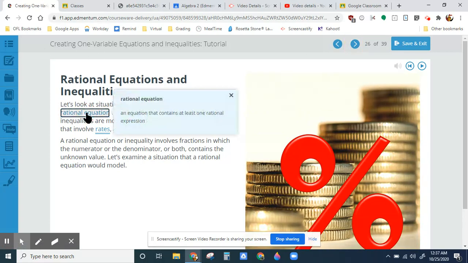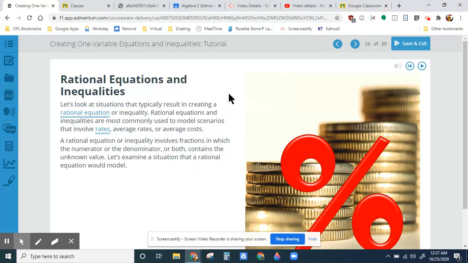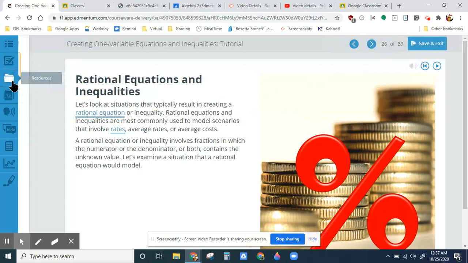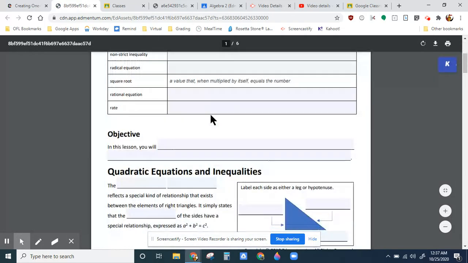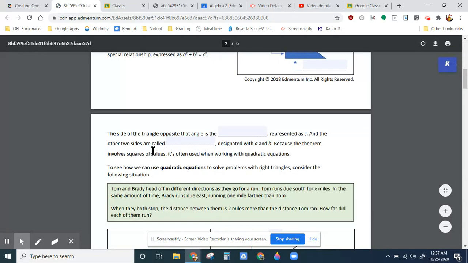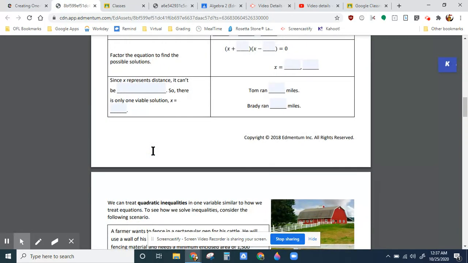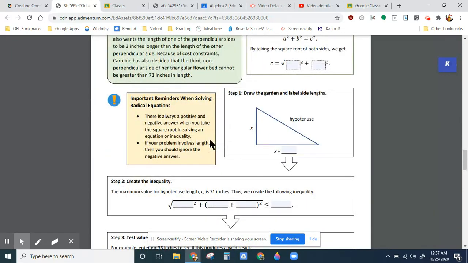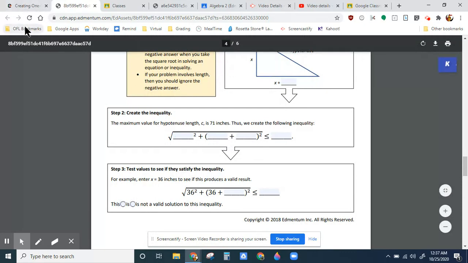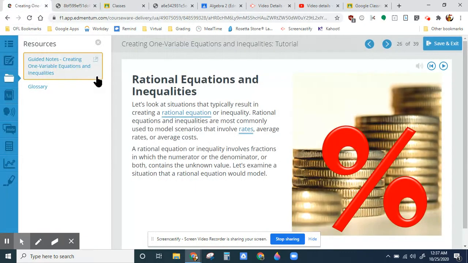Let's look at a rational equation, and it gives you the definition here. As always, if you want to keep track of these definitions, and I recommend it, knowing the words helps you kind of paint a picture of it in your head. So if you know how to describe something, it really does help you learn it. So all of this stuff, even though it seems a little redundant, it does help out. So let's move on here.